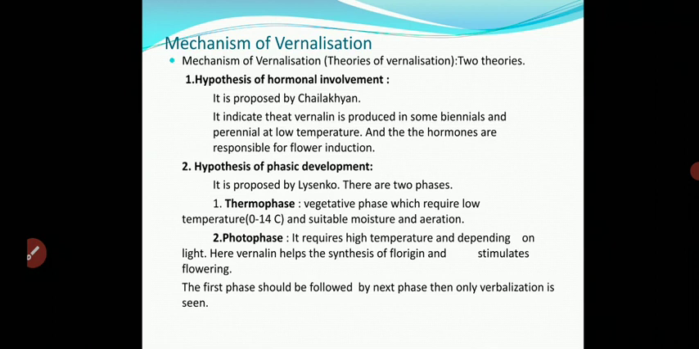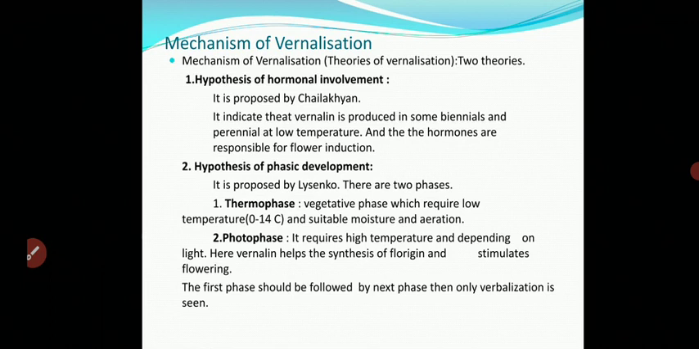The second theory is the hypothesis of phasic development, proposed by Lysenko. The annual plant's seeds have a series of phasic developments which occur in a predetermined sequence. The next phase only initiates on the termination of the previous phase. So there are two phases: the first is thermostage, and the second is photophase. First thermostage has to happen, and only then will photophase start.